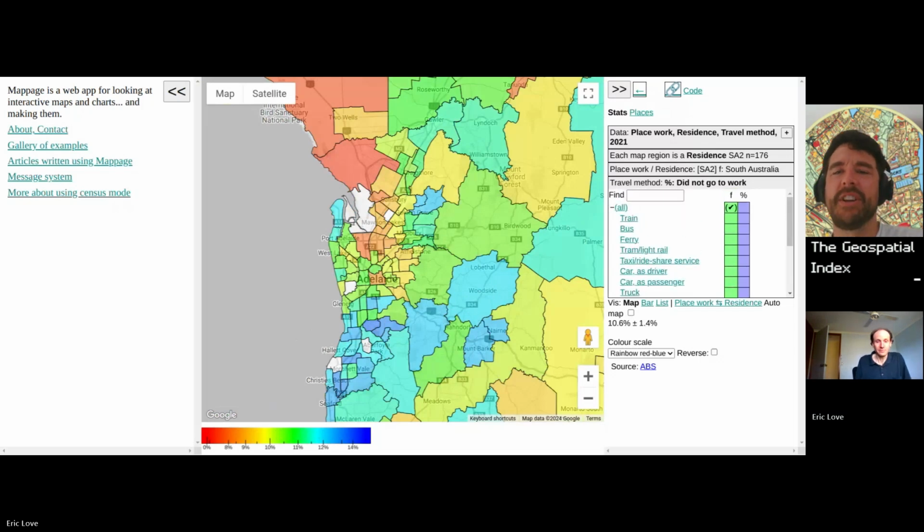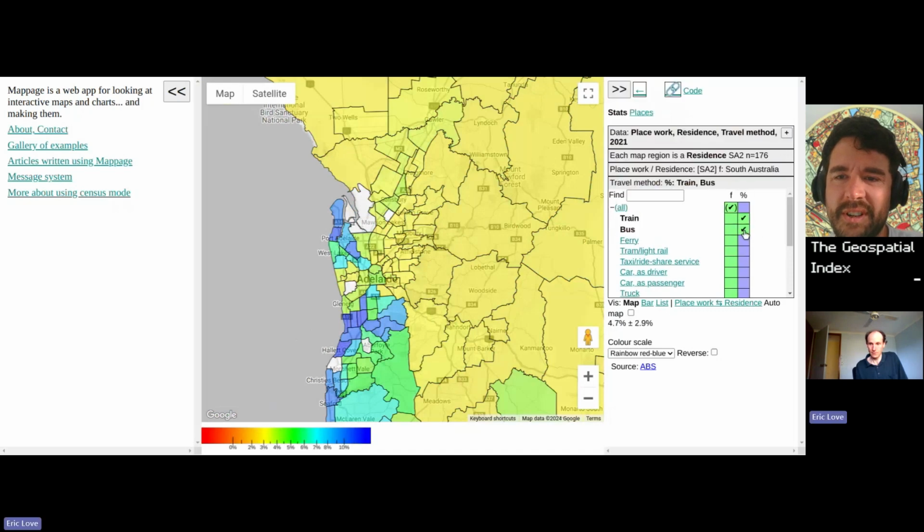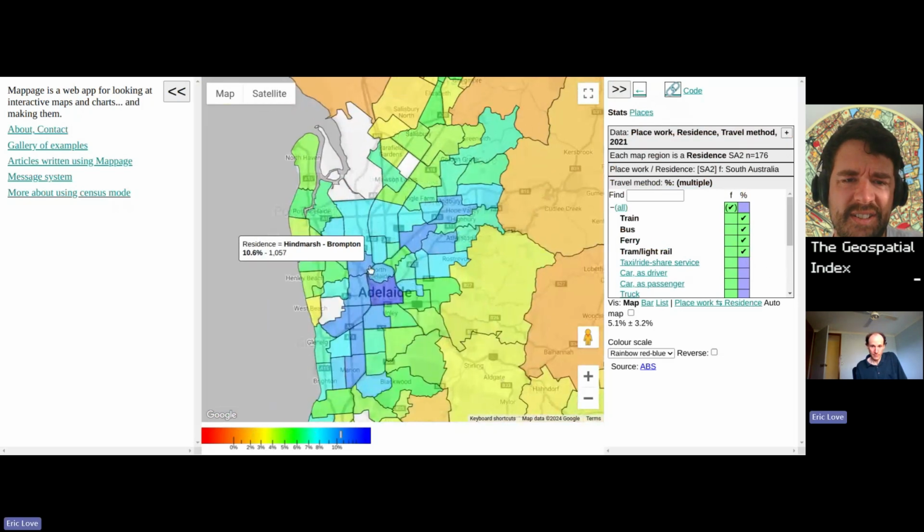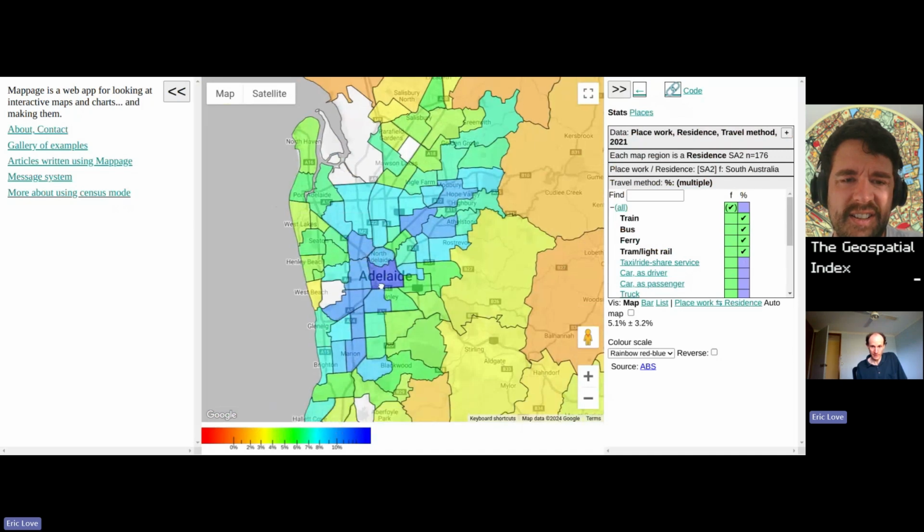And so you're able to combine train, bus, ferry, tram, light rail. Could you combine those to give us an impression of the most transit commute heavy suburbs? Yeah, so it's the O-Bahn, the southern train lines, the tram line.